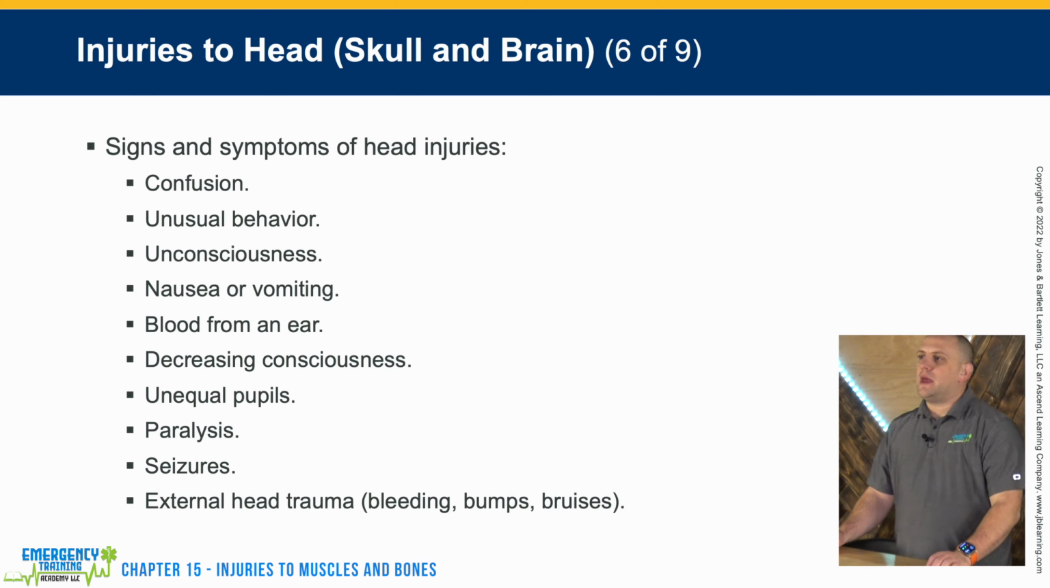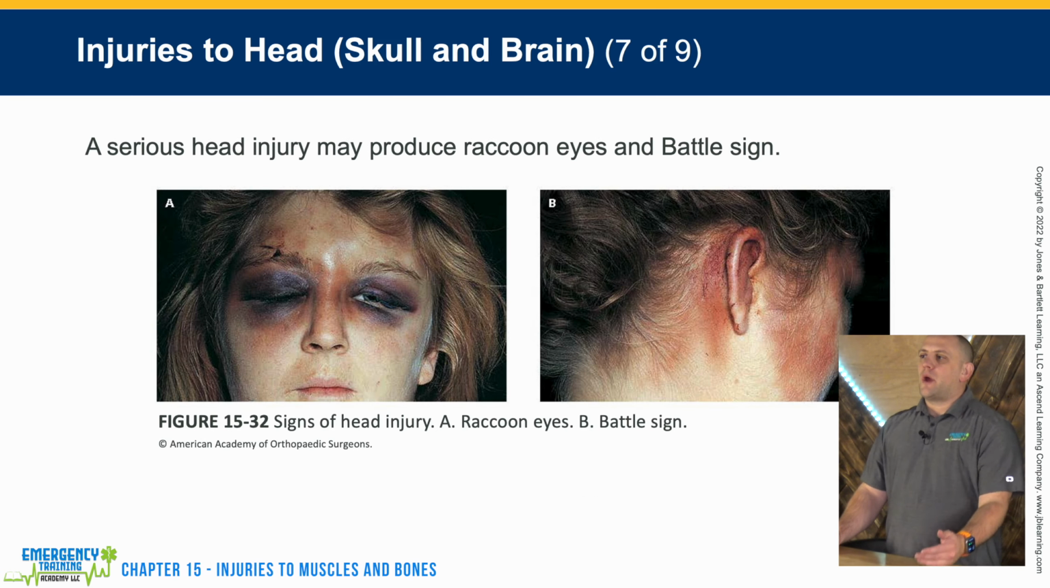Serious head injuries, we may start to see what are known as raccoon eyes or battle signs. Raccoon eyes are where we start to see excessive bruising around the eye, making us look like raccoon. Battle signs is bruising behind the ears.